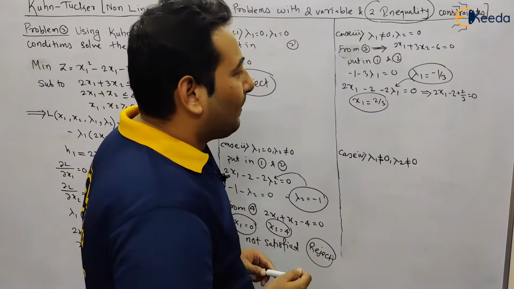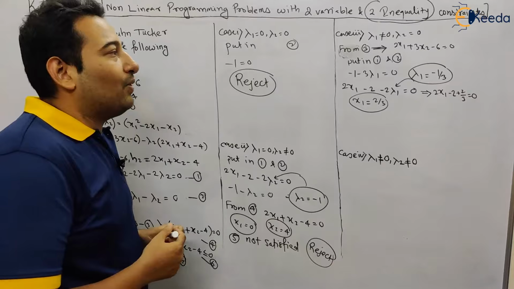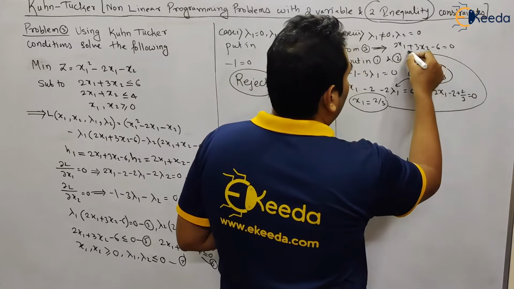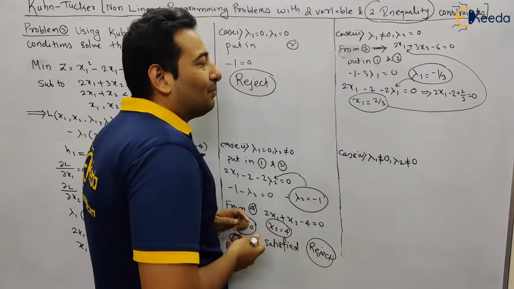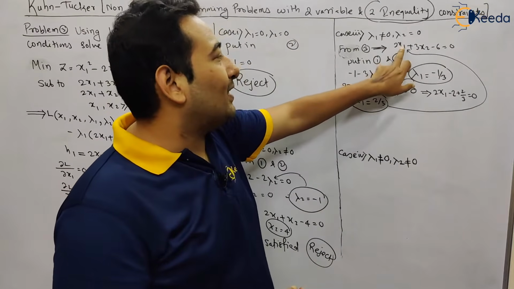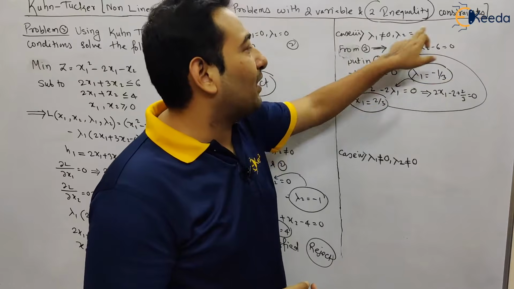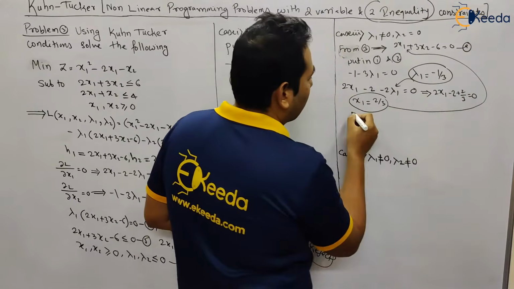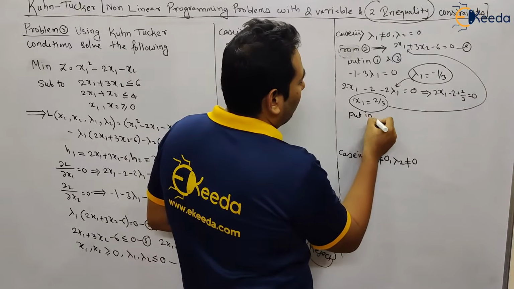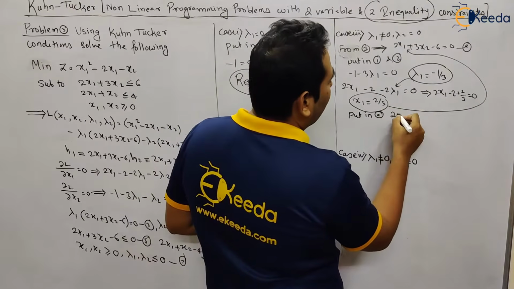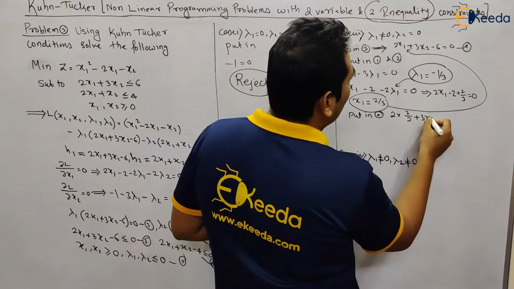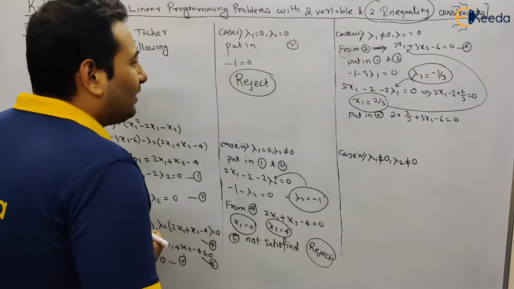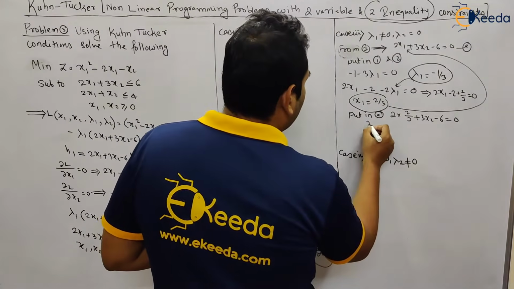Now we got x1. We do have lambda 1. Let us put x1 in this particular equation. X1 is 2 by 3. I'm going to put here, and from this particular equation, let's say this is A. Put in A. So that will become 2 into 2 by 3 plus 3x2 minus 6 equal to 0. If you solve this equation, we will get the value of x2 as 14 by 9.